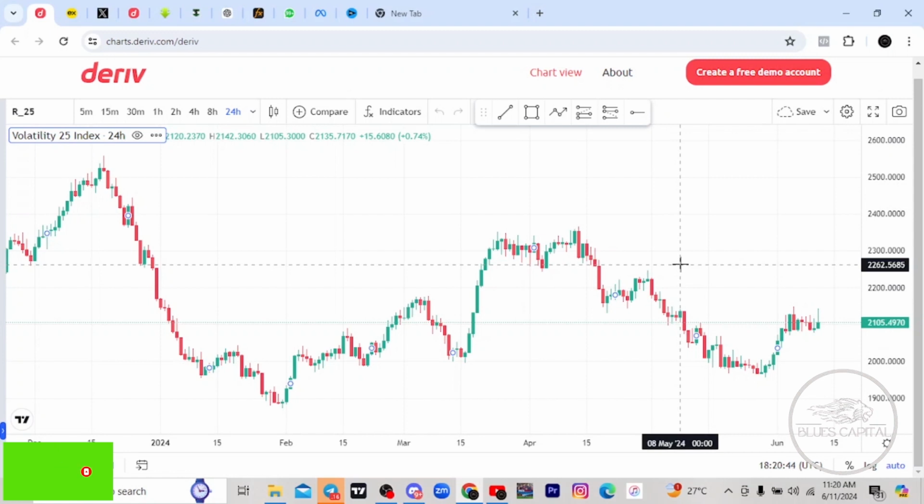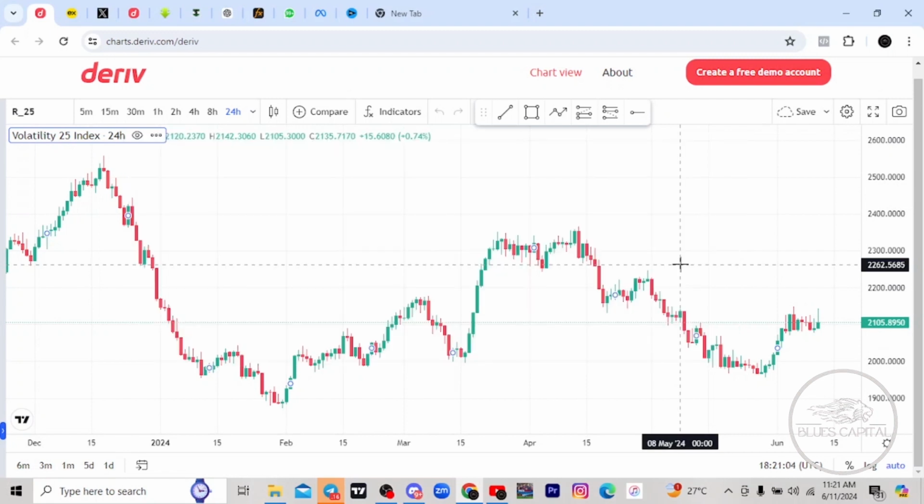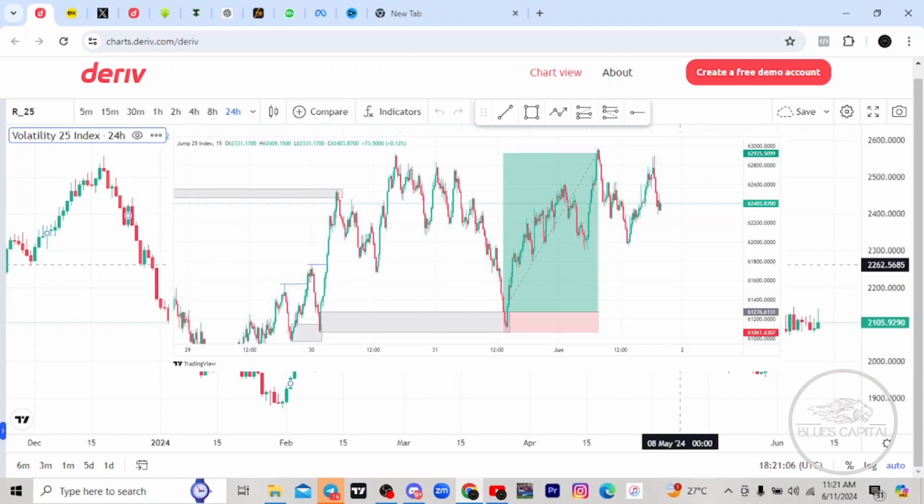So today I'm going to show you guys how I cut 5 trades in under 11 days, starting from June 1st to June 11th. The first trade was on June 1st, Jump 25. I cut over 7.74 RR, which is risk to reward ratio.